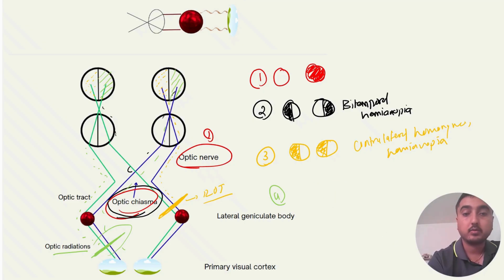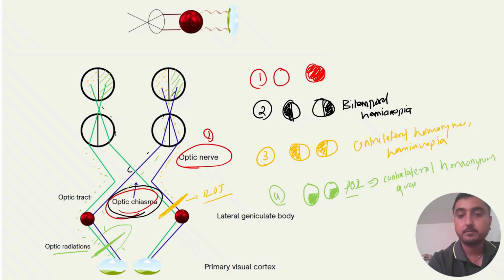Say that we have the involvement of the parietal optic radiation on the left side, then we'd have the loss of visual field on the right side in this manner in both the eyes, and the visual field defect would be occurring only in the inferior portion. So we call that contralateral homonymous. Homonymous means the same side, quadrantanopia.